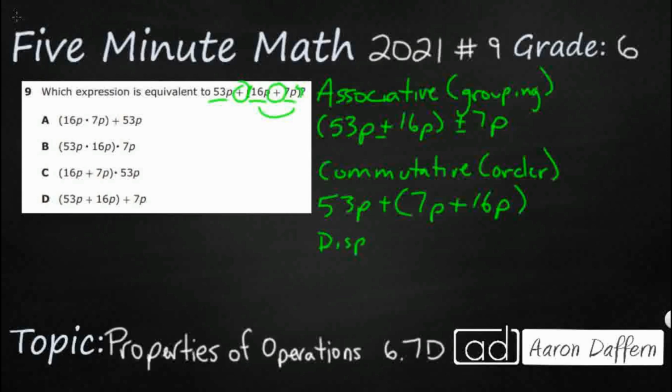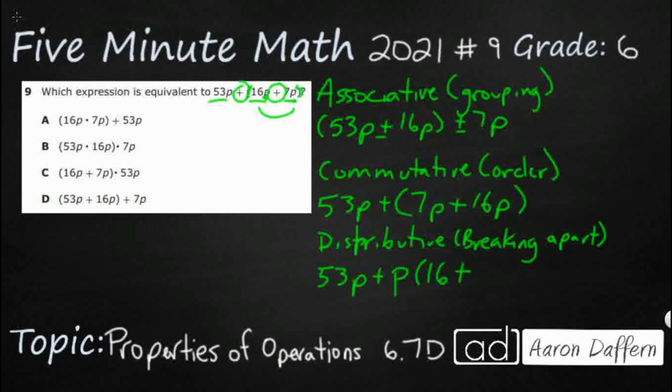There's a few others. So the distributive property is going to be the breaking apart. And what that says uses a little bit more algebraic reasoning. You could take something, and if there's a common element, you can distribute it out. So we could, if we wanted to, take our 53p, see this common element, this p? If we wanted to, we could take that p out, and we could add that 16 plus 7, because that p would then be multiplied by the 16 and the 7.